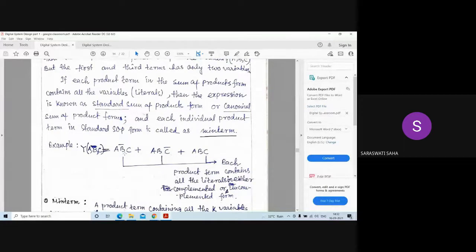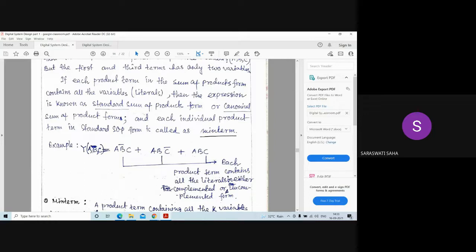It will be 1. Yes, ma'am. For this term, 0, based on the input condition A, B, C that I said: A is 1, B is 0, C is 1. For these conditions, this term is 0, this is 0. So when one product term is 1, other product terms give you 0, then overall output will be 1.